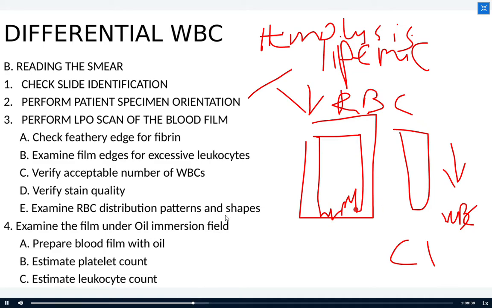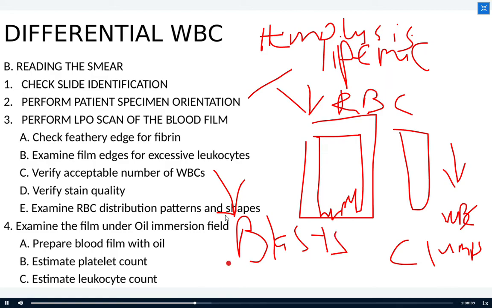In the feathery edge, that would indicate that your EDTA could have clots in them. Clotted yung blood. So you have to reject that and repair it again kasi your WBC would be decreased and you may find clumps of RBC. Then another one would be the verified acceptable number of WBC. So you have to check if merong mga blasts. And one characteristic of your blast class is they are very big. Very big with very big nucleus. So if you see blasts, you don't count them.